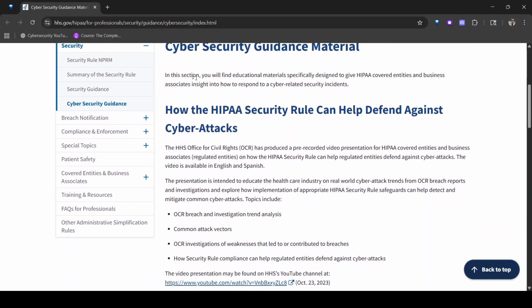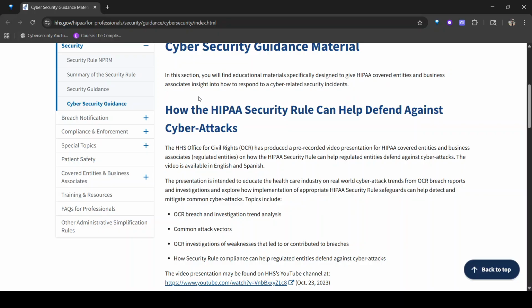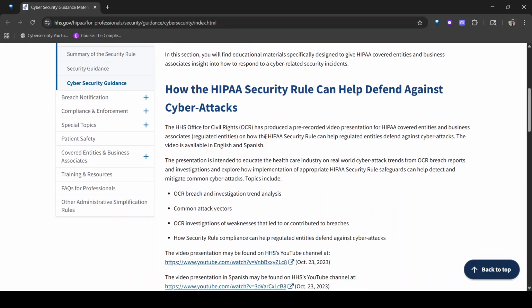Alright. In this section, you'll find educational materials specifically designed to give HIPAA-covered entities and business associates insight into how to respond to a cyber-related security incident. And just so we're clear, I'm not going to be going over the related materials here just because of time's sake, but if you want, you can go out and look at more of the stuff for yourself. This is just meant to be a cursory overview so you have an idea of how these frameworks work.